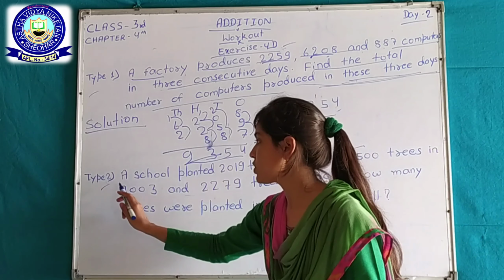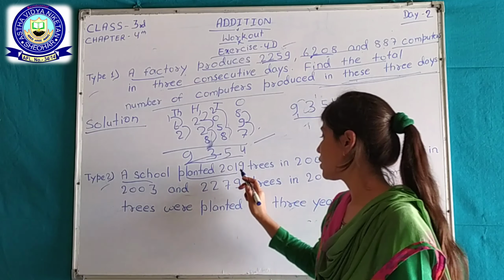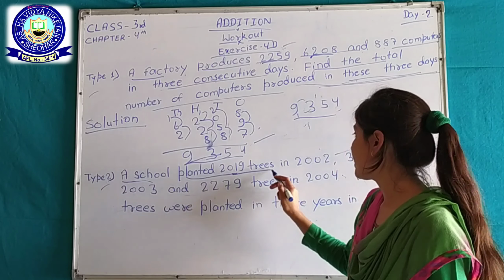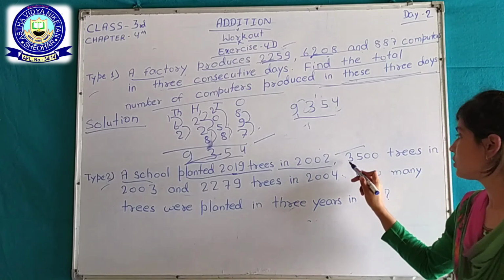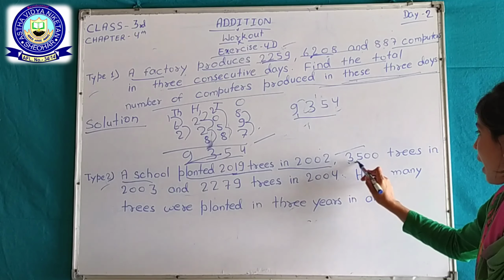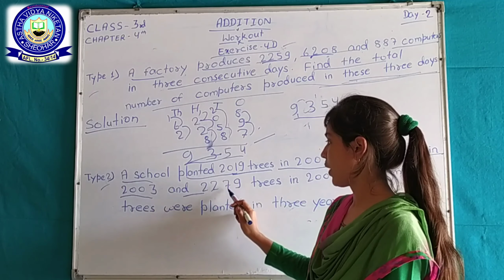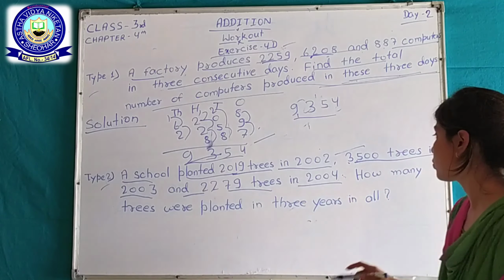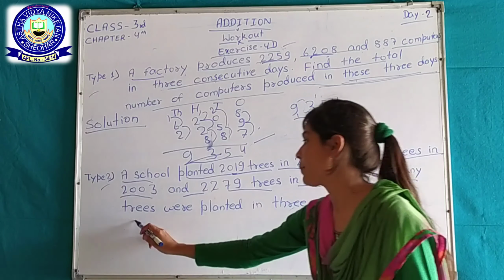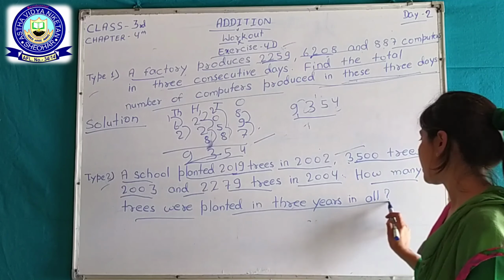And your next type question: a school planted 2,019 trees in 2002, 3,500 trees in 2003 and 2,279 trees in 2004. How many trees were planted in 3 years in all?